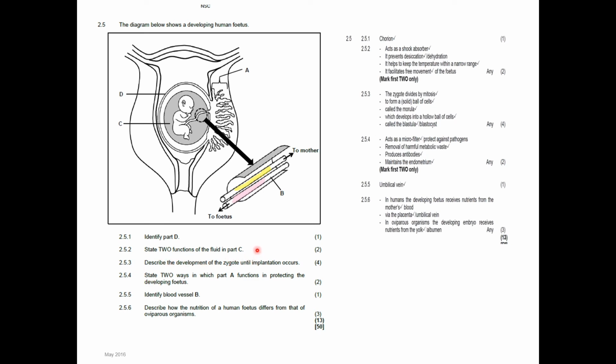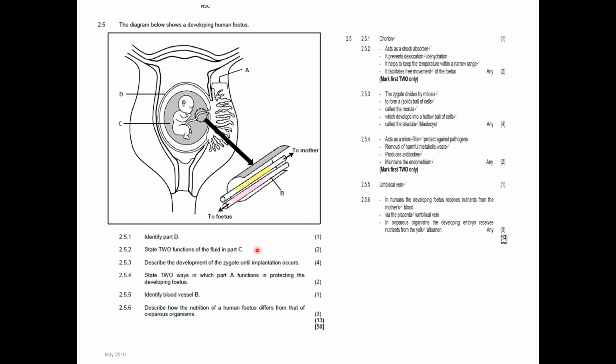2.5.2, state two functions of the fluid in part C. The fluid in part C, it's the gray, and that's the amniotic fluid. Now we know the amniotic fluid acts as a shock absorber, protects the fetus from dehydration, acts as a temperature regulator, and also helps with movement of the fetus.